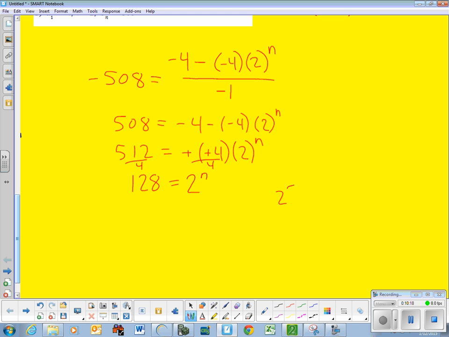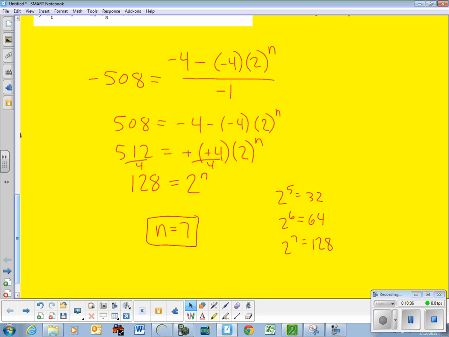I know that 2 to the 5th is 32, 2 to the 6th is 64, 2 to the 7th would be 128. I use 2 to the 5th as my starting point because that's the biggest one I remember. So because it was a simple example, I know that n equals 7. But if you had some different numbers in there, you might require a logarithm.